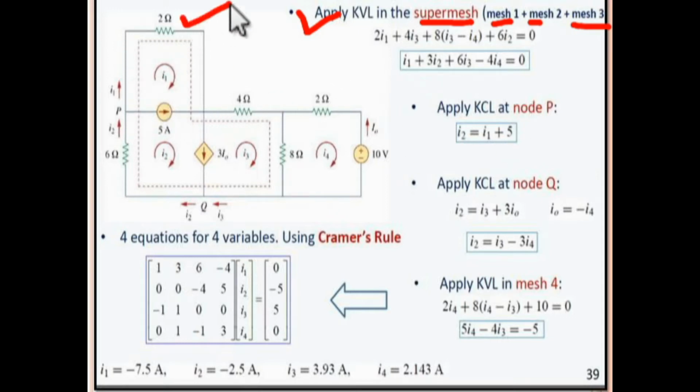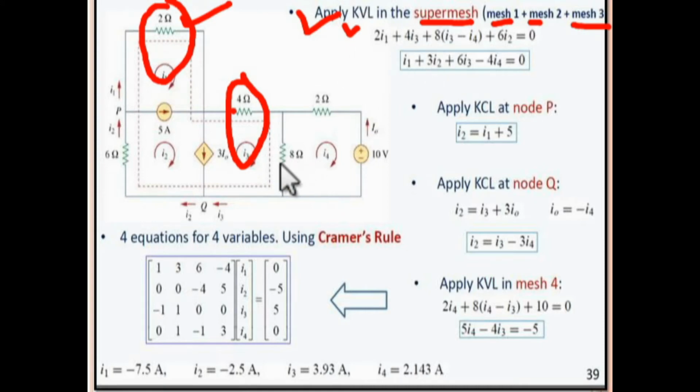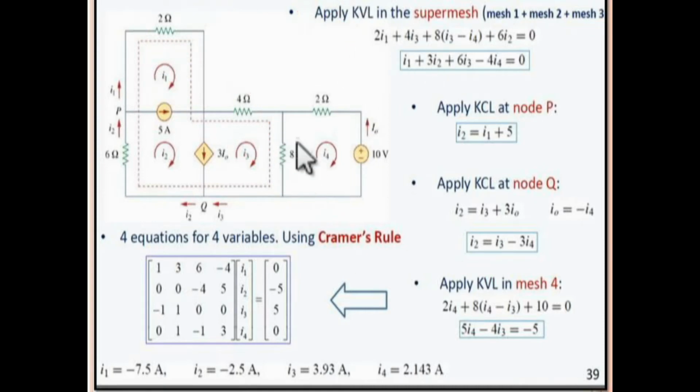So start from here: 2I1 plus 4I3. I3 is associated with this mesh, so write 4I3, and I1 is associated with this mesh, so write 2I1 plus 4I3 plus 8, this is the branch 8, so this becomes 8(I3 minus I4), as you can see over here. This is the border branch between these two meshes, so I3 minus I4, plus 6I2, and the I2 current is associated with this second mesh, so you can write plus 6I2.